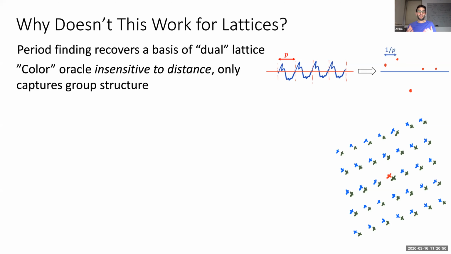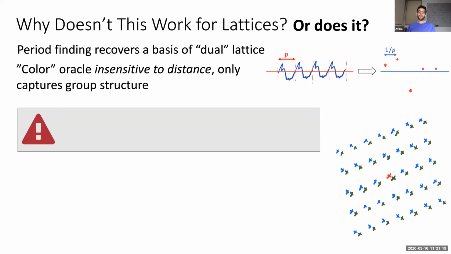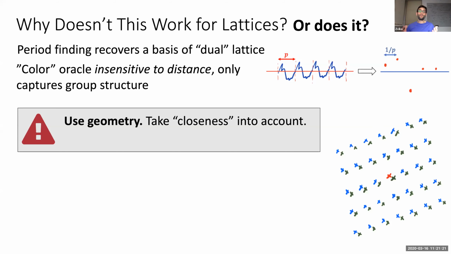So this technique, at least as is, seems to lack a very strong component that would make it applicable for the lattice problems that we care about. But let's not give up just yet, because this technique is powerful and does give us something also in the context of lattices. Let's see what we need to do in order to adapt this technique to the lattice regime. The things to keep in mind are, as I said, that we need to use the geometry and take the closeness into account.